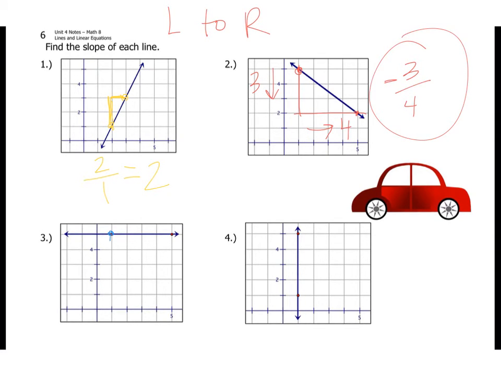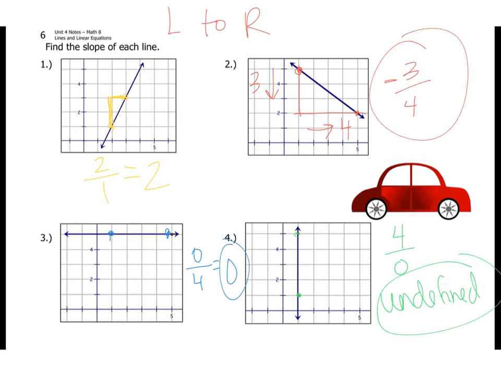Number 3, I have a point here and another point here. They don't go up or down. So they go up or down 0, still go over 4. So 0 is my slope. And finally, I go from here to here. I go up 4, but over 0. So this one is actually undefined because you cannot divide anything by 0. If you were to type that into a calculator, it would give you an error.